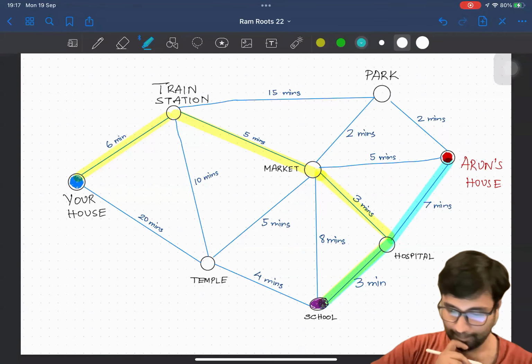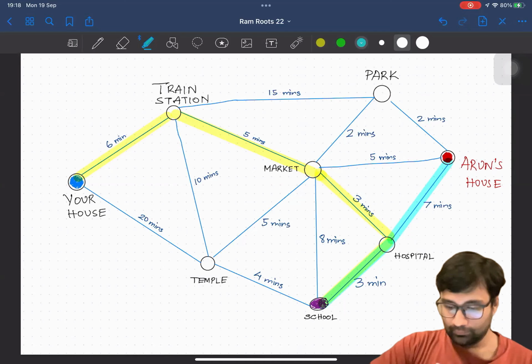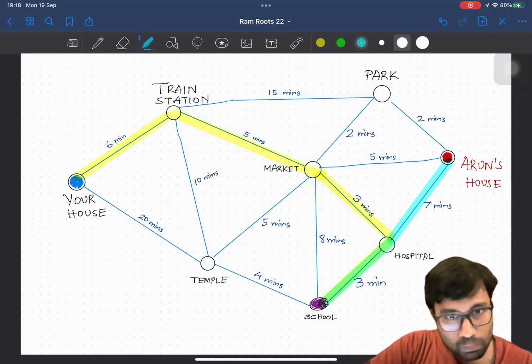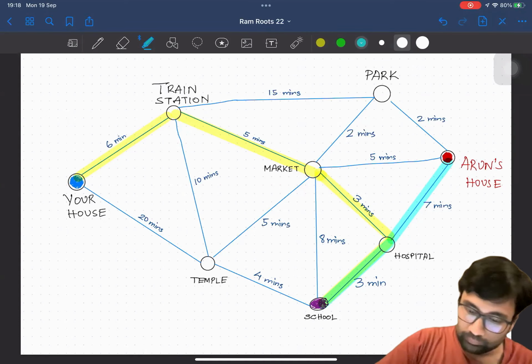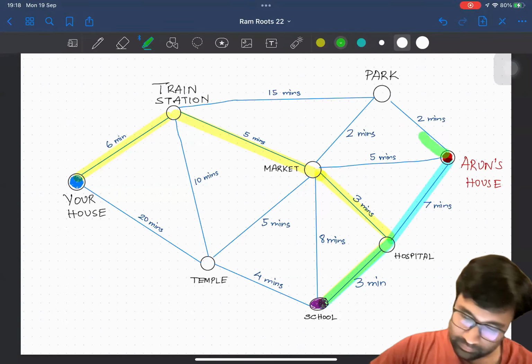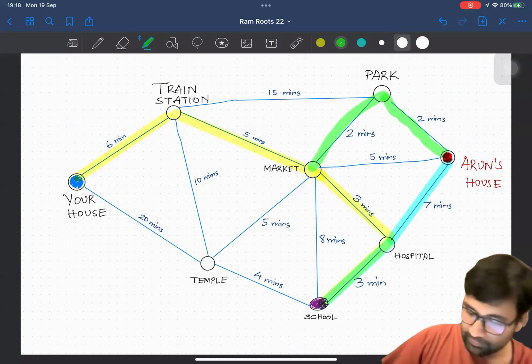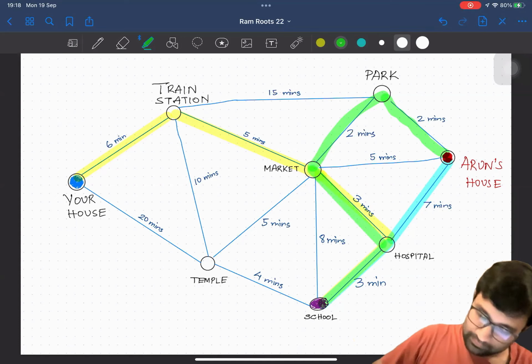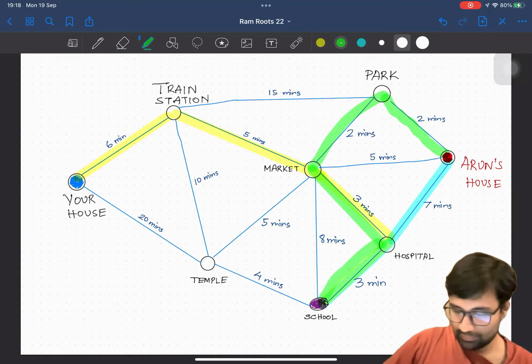Sir, can I go another way, to the park, to the market, to the hospital, and hospital to the school? That will also be 10 minutes. Sorry, can you repeat what you're saying? From Arun's house he will go to the park, from park to the market, then the hospital, then to the school. Okay, let me try to draw. How much time will it be? It will also be 10. But I found two routes, the first one and this one.